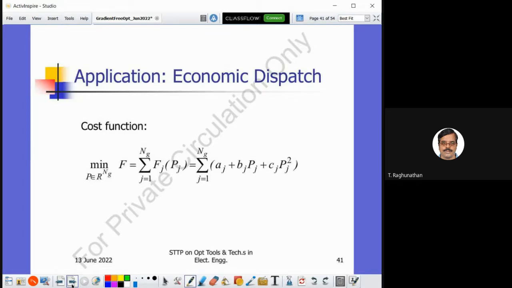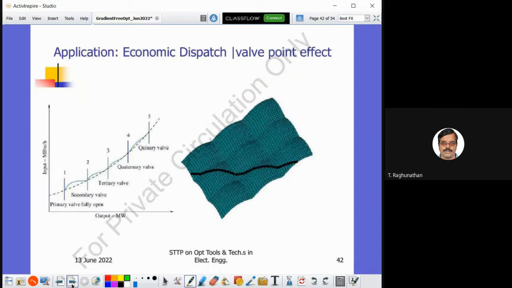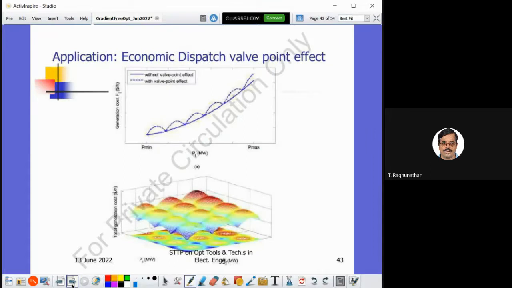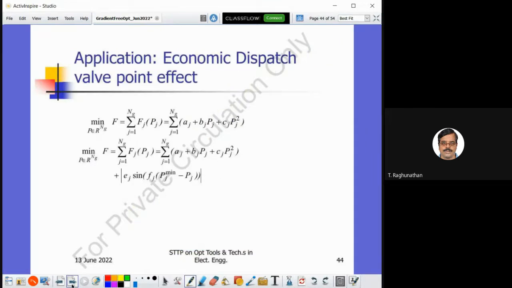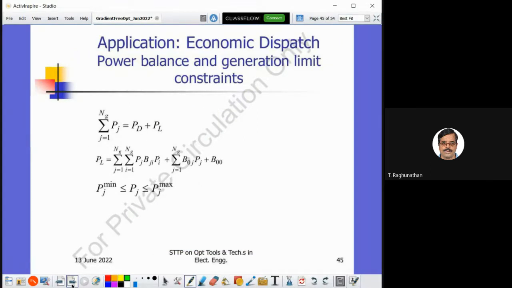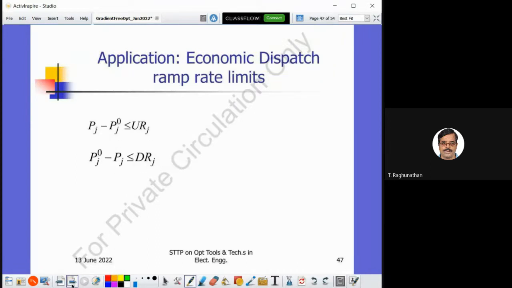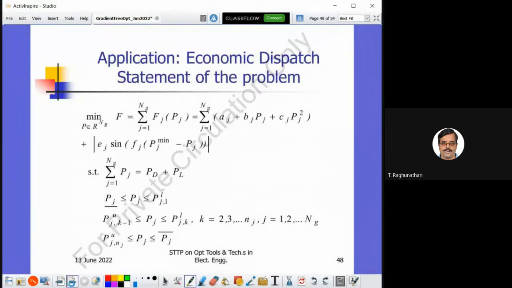For example, economic dispatch. Our main publications are in this area, in economic dispatch. That's why I thought we'd explain one of them. But if we don't have time, then we don't have time.